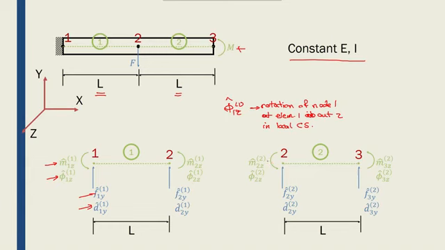Node 2 is common between elements 1 and 2, so it has two moments and two rotations, two forces, and two displacements. Similar to what we did in trusses and what we did for the spring as we were studying the stiffness matrix, we will have to use equilibrium and continuity to use these two local nodal forces and local nodal displacements to find its global counterpart or global format.